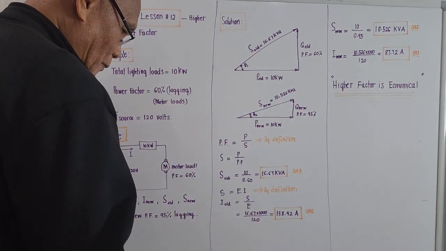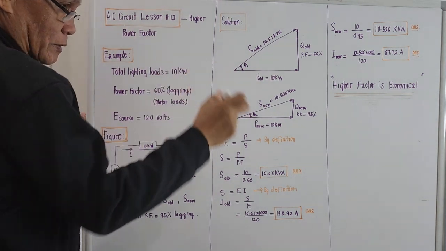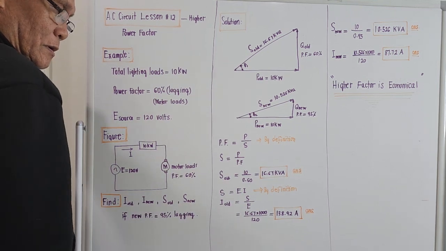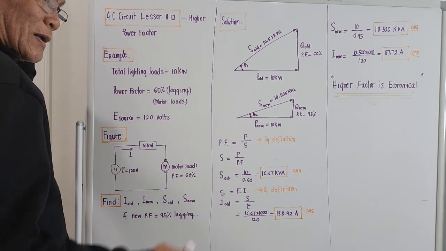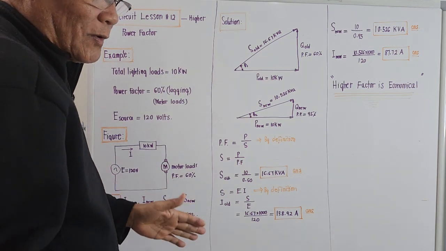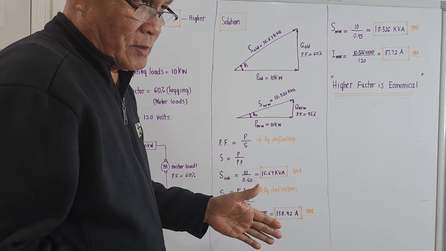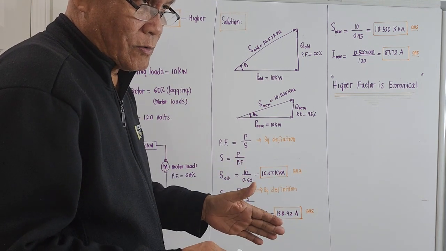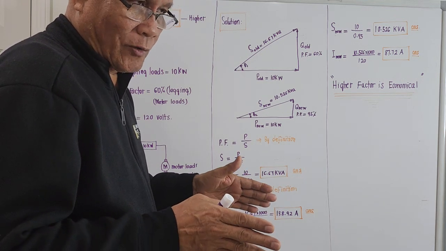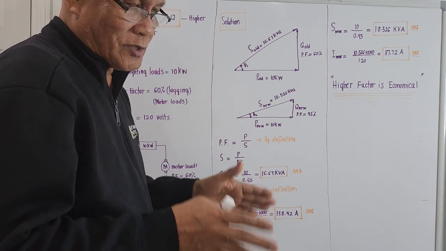The subject matter will be alternating current circuit. This is now lesson number 12, and the title of the topic will be higher power factor. What's the significance of higher power factor and the utility bills we are paying to the electric companies? I will show you how we will minimize our payment for every bill that we pay to the power companies if we do something like this.